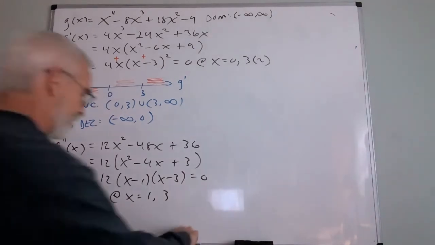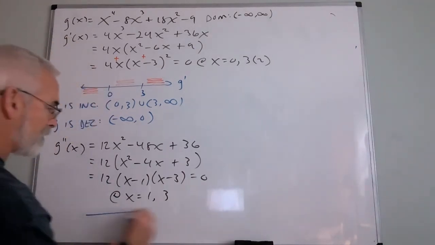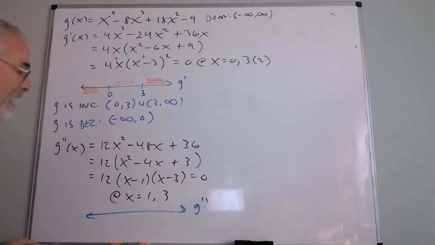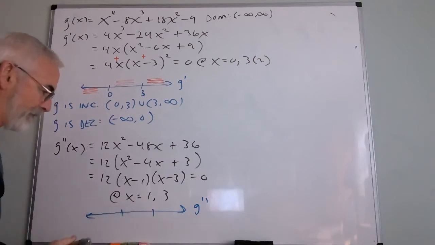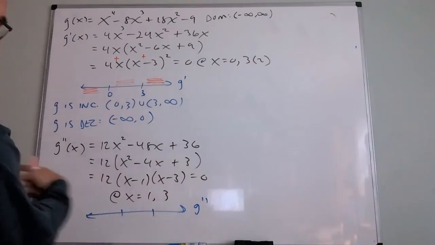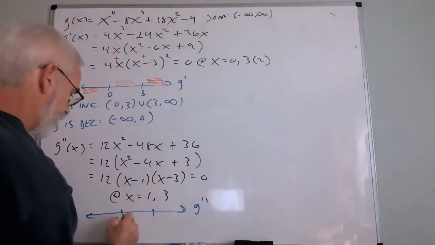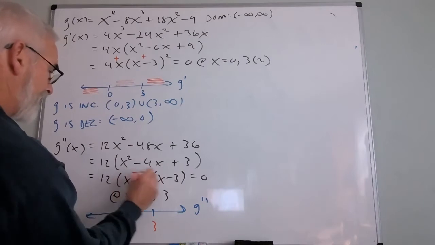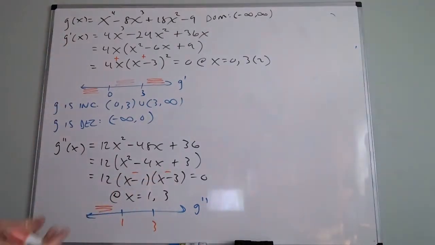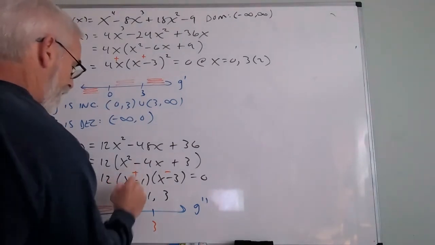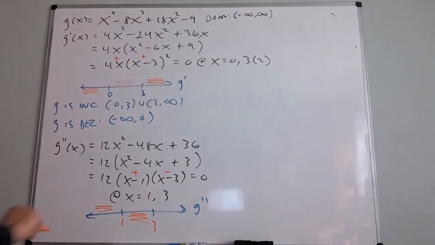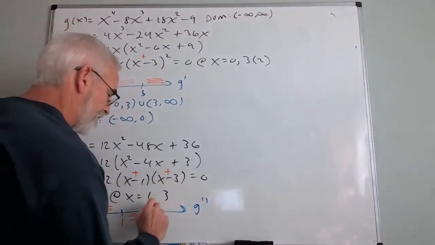All right, let me see if I can get this in here. So now I'm going to make my G double prime number line, and there's only two values on that number line, 1 and 3. So going to the factored form, if I pick a number more negative than 1, like negative bazillion, I'm going to have a negative times a negative, and that product is positive. Pick a number between 1 and 3, like 2. 2 minus 1, that's positive. 2 minus 3, that's negative. Pick a number bigger than 3, like positive bazillion, positive, positive, positive.